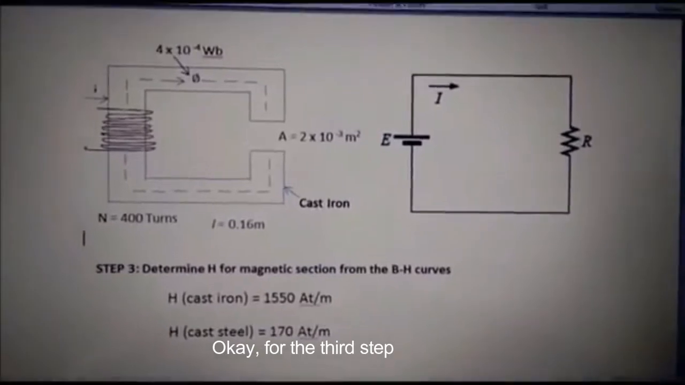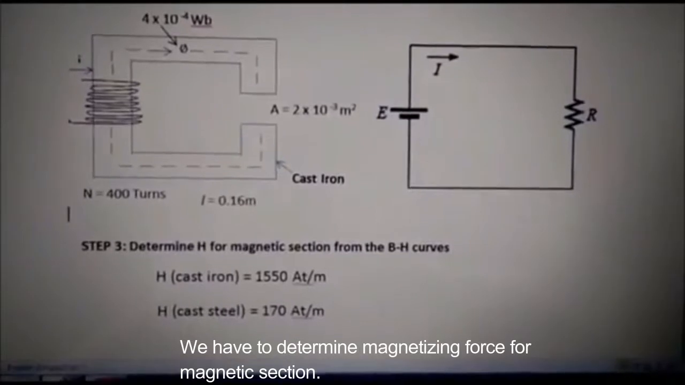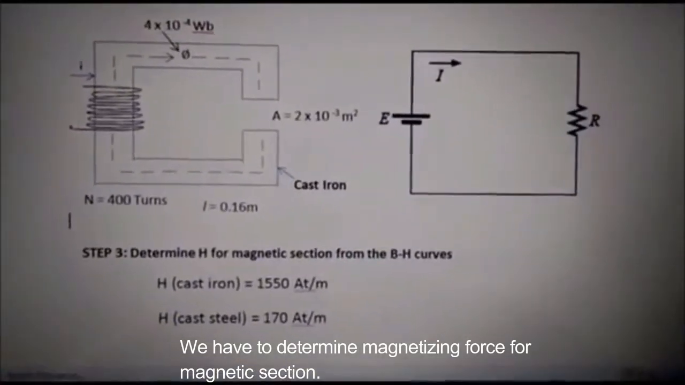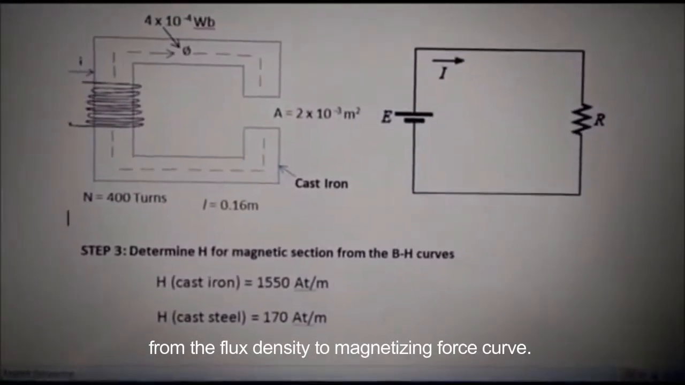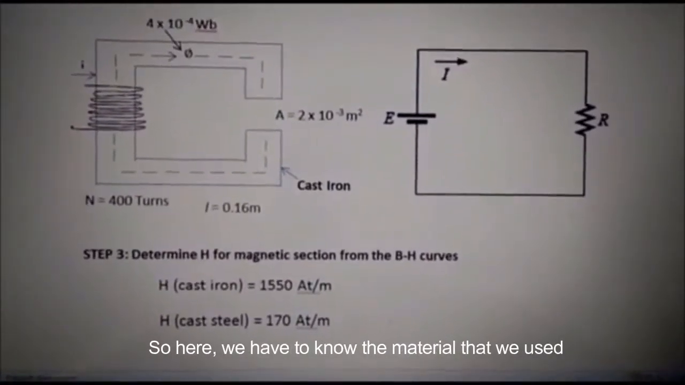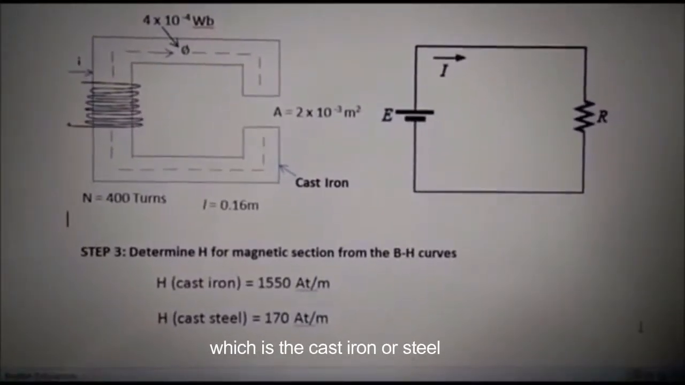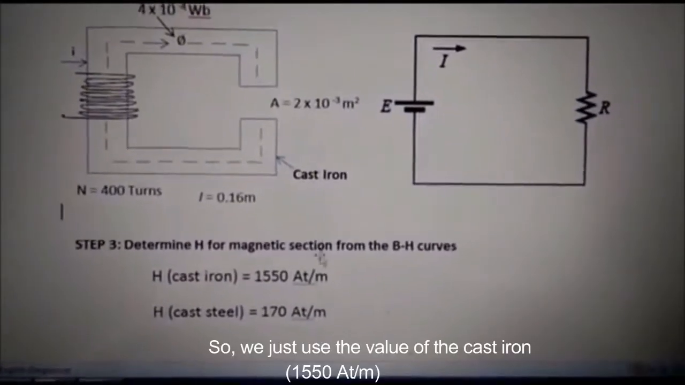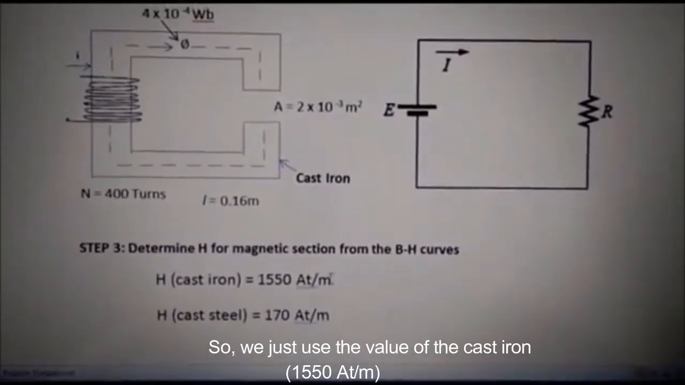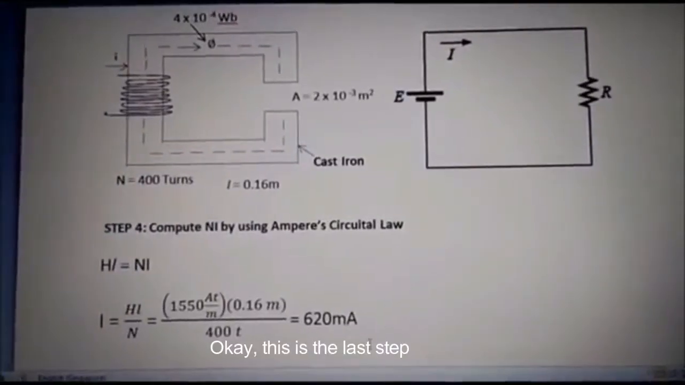Okay, for the third step, we have to determine the magnetizing force for the magnetic section from the flux density to magnetizing force curve. Here we have to know the material that we use, either cast iron or steel. From the question we know that we use cast iron. So we just use the value of cast iron here, which is 1550 per meter.